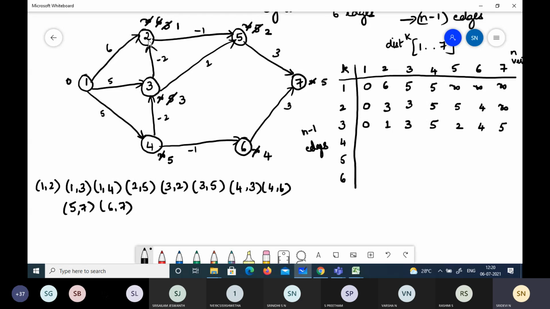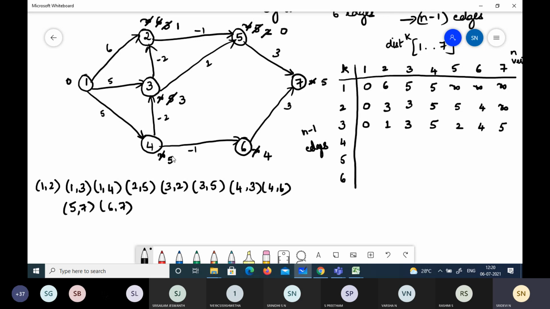Just check this 2 to 5. What is the value we have? 1 minus 1 is 0 and here we have the value 2. Which is smaller, 0 or 2? Whichever is smaller we have to note down, so this becomes 0. Now next, 3 to 2: 3 minus 2 is 1, and 1 is already there, so we will keep it as it is. 3 to 5: 3 plus 1 is 4 and 0 is smaller, so we'll keep 0 as it is.